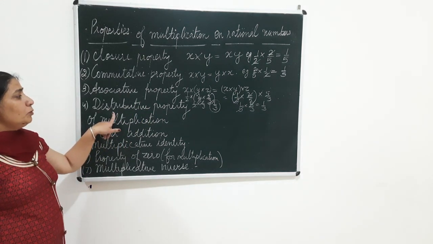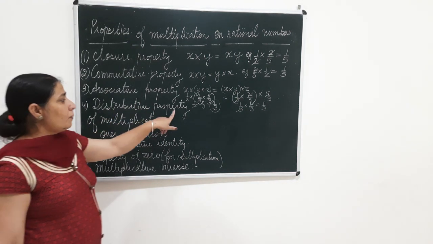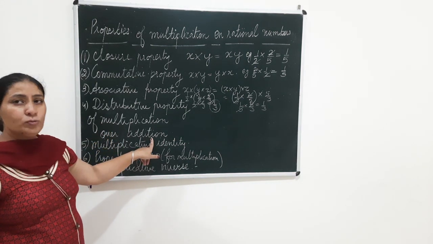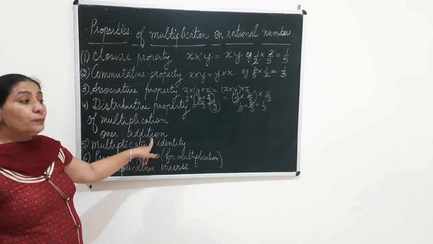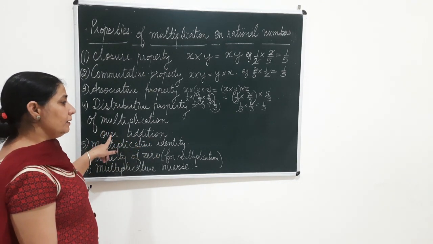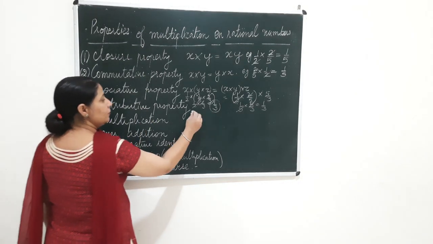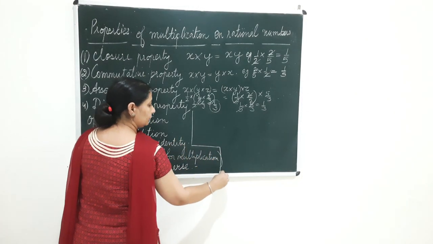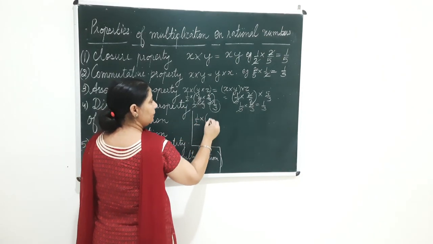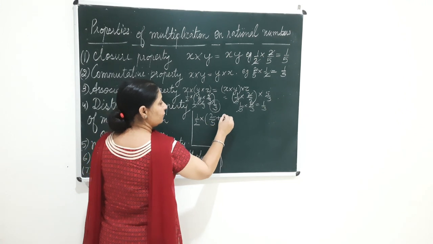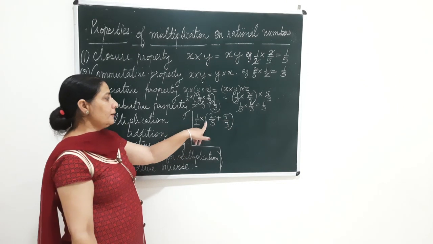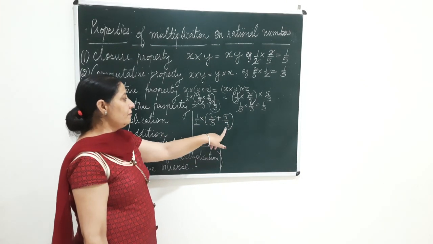Now we have the distributive property. This is the distributive property of multiplication over addition. Just see, all of you, beta. Suppose I have 1 by 2 multiplied by the bracket 2 by 5 plus 5 by 3. This is the distributive property.